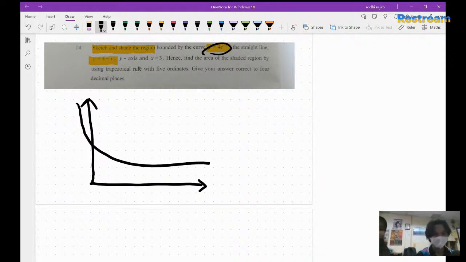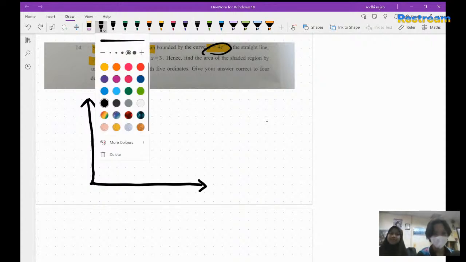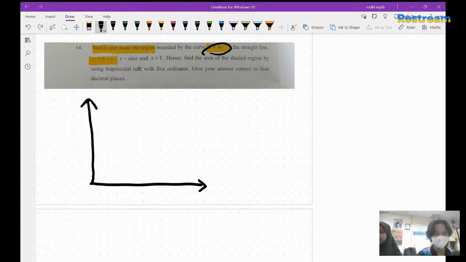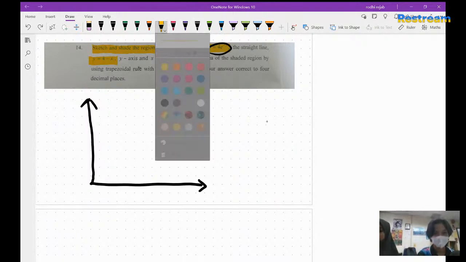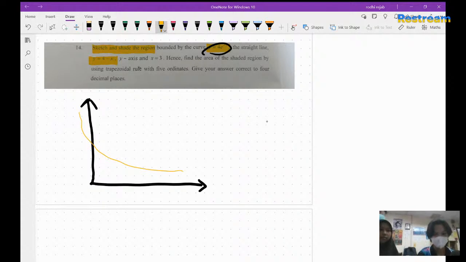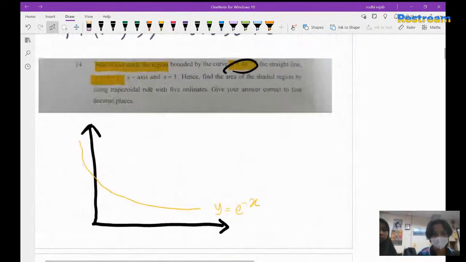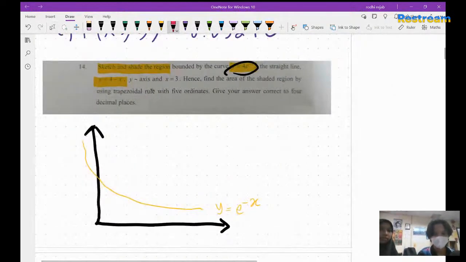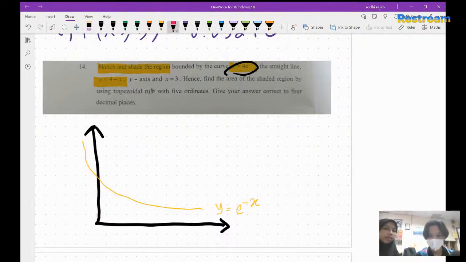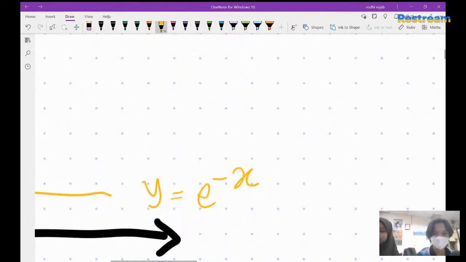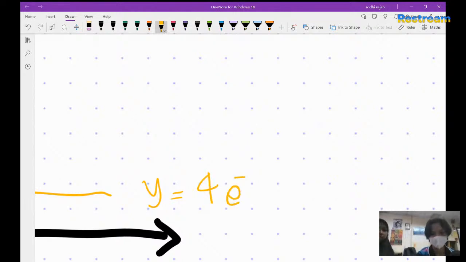Kan? Sama besar lah pula. It should look, tukar pada lain. It should look something like this. y equals e^(-x). And then second, 4e^(-x).